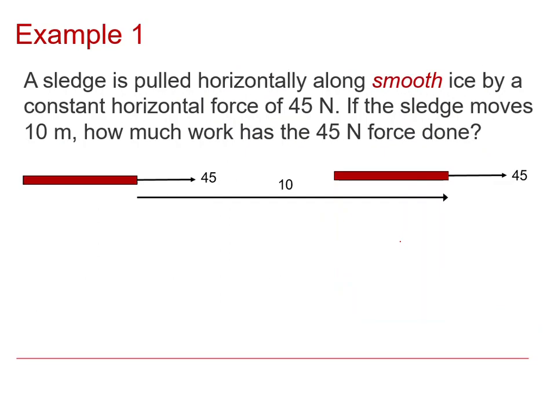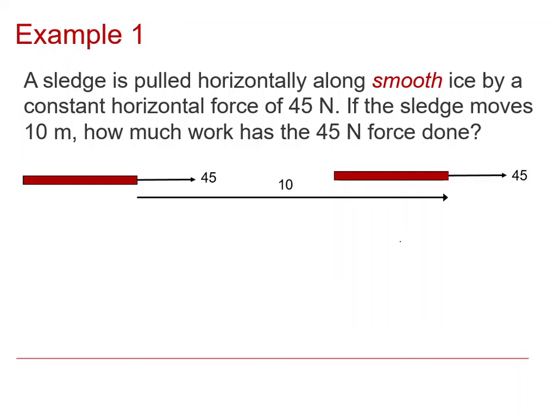Let's take a simple case, a sledge pulled along smooth ice, so we don't need to worry about friction and other complications, by a constant horizontal force of 45 newtons. If the sledge moves 10 meters, how much work has the 45 newtons done? Well, the point of application of the 45 newtons moves 10 meters, so that's a simple question to answer.